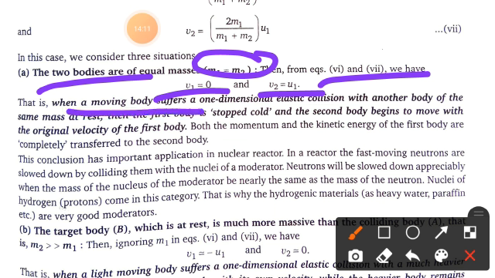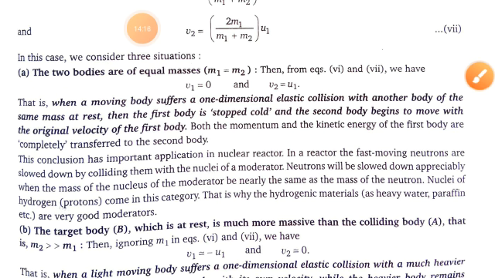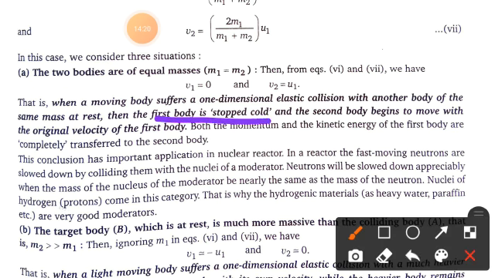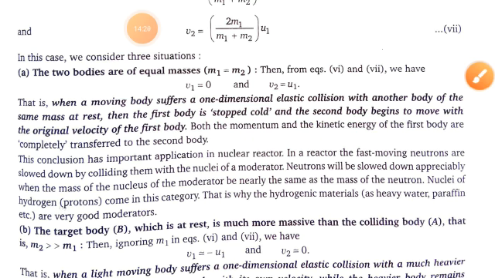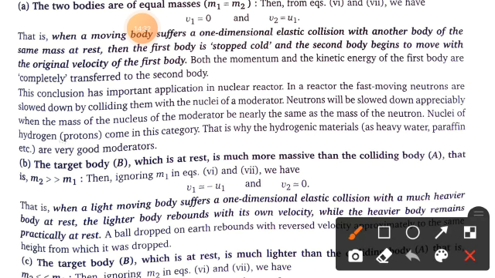That is, when a moving body suffers a one-dimensional elastic collision with another body of the same mass at rest, then the first body is stopped cold and the second body begins to move with the original velocity of the first body. So both the momentum and the kinetic energy of the first body are completely transferred to the second body. I hope you understand it. Now I am coming to the second one.